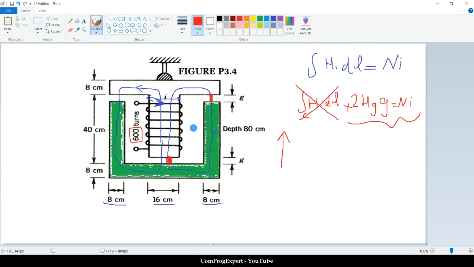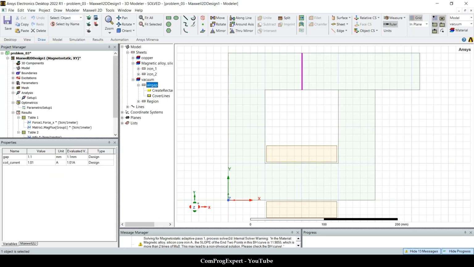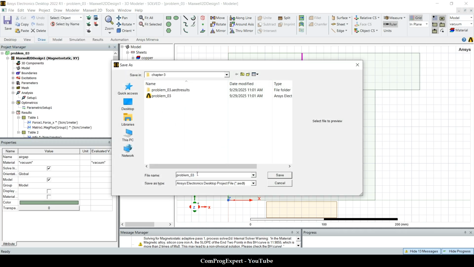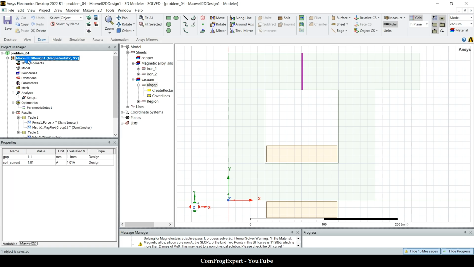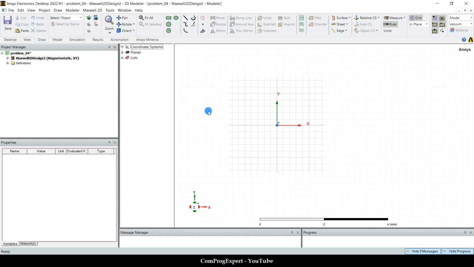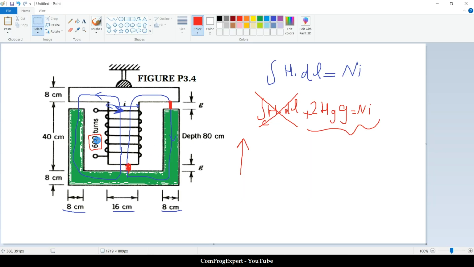Let's simulate also this problem in the ANSYS Maxwell software to investigate the calculations. So let's save as this problem 4 and delete this one. I'm going to generate a new design. How can we generate this model in ANSYS Maxwell? It is not too complex to generate this model in the software.